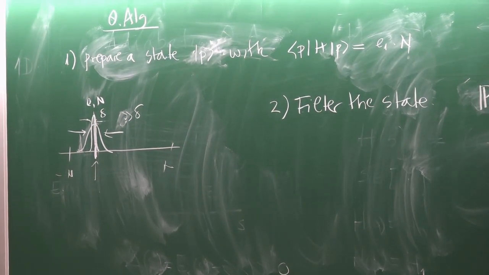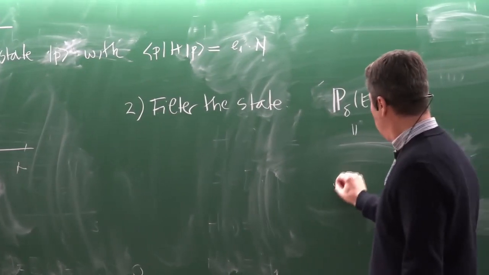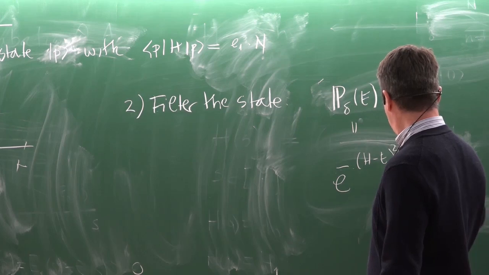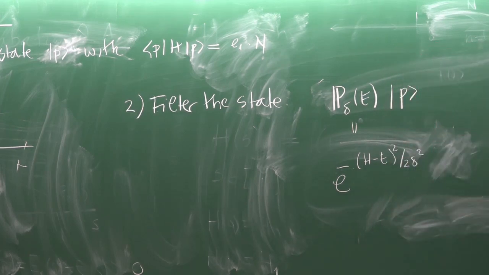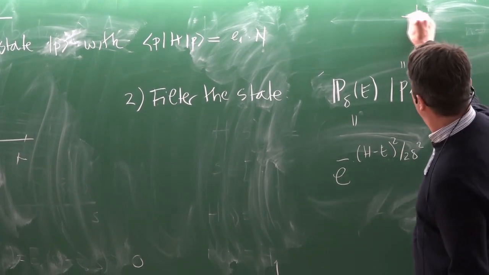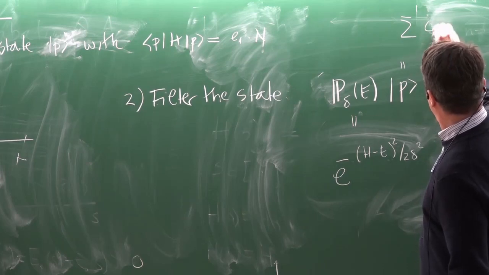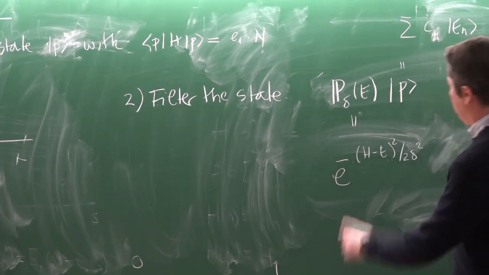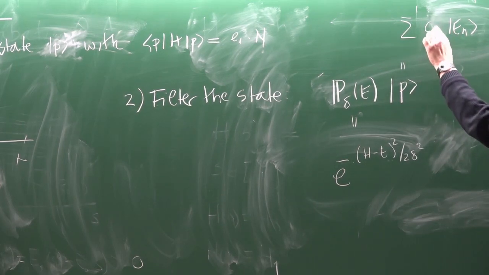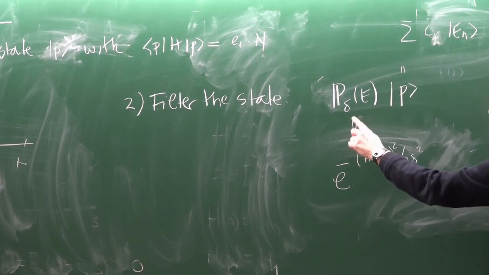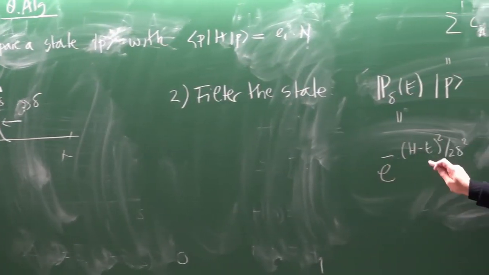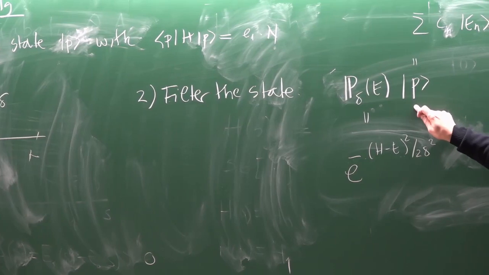For example, I can put a Gaussian filter. I can just write e to the minus (H minus E) squared divided by 2 delta squared. And something like that will make a filter. So if you write it as a sum of Cn times En, you see that with this Gaussian, the energies that are far from E will be cancelled, and only the ones around E will remain. And so, therefore, you will make this filter smaller and smaller. So if you're able to apply this operator to that, then you're done.